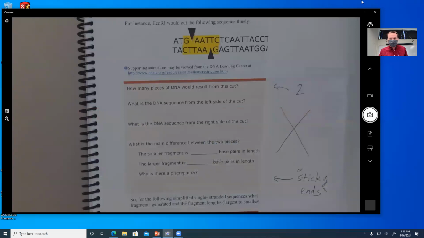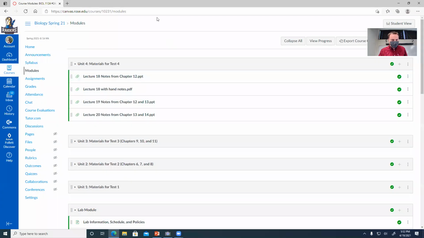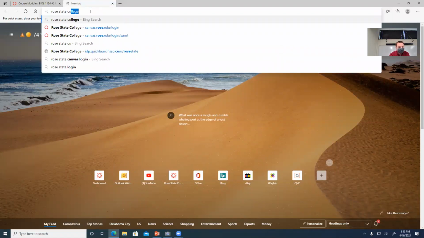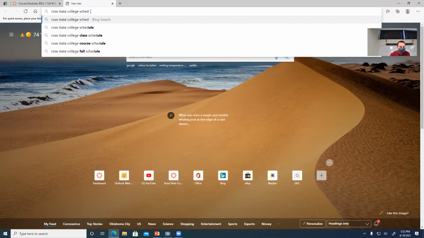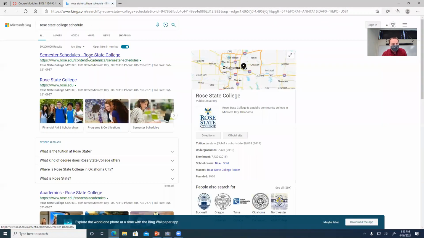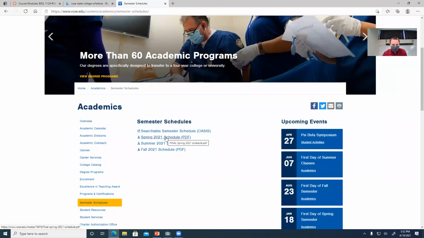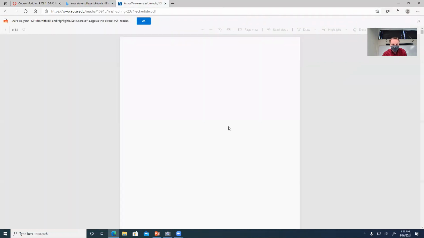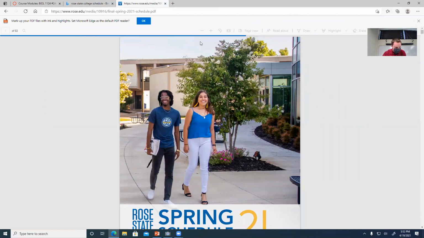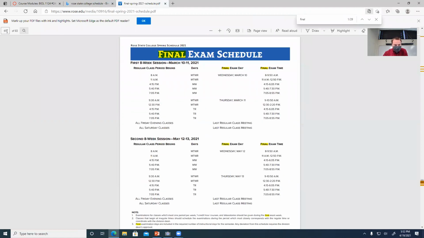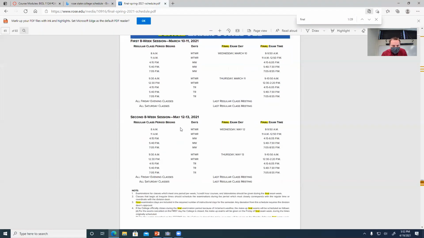Let's go look. Let's just remove all ambiguity. Rose State College schedule. All right, so that should, even Bing gets that right. Good job, Bing. All right, so spring 21 schedule, it should be a big PDF. We should be able to Control F and find final exam schedules. That's page 65. All right, can I go to 65 and that takes me right to it? Boom, perfect.